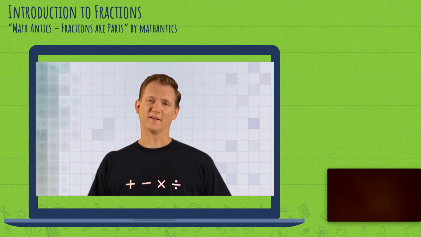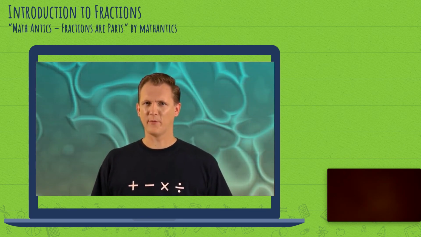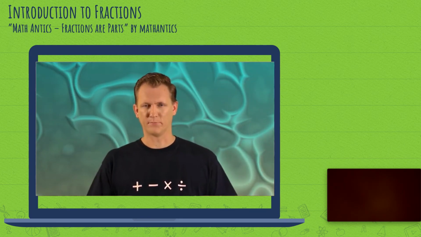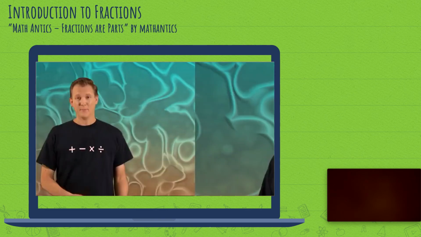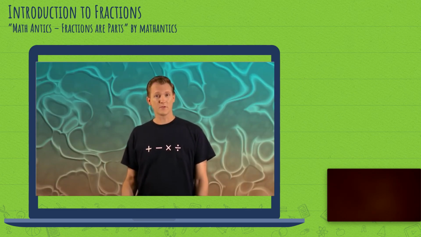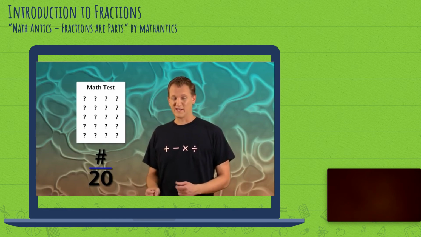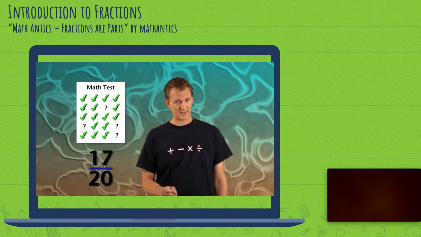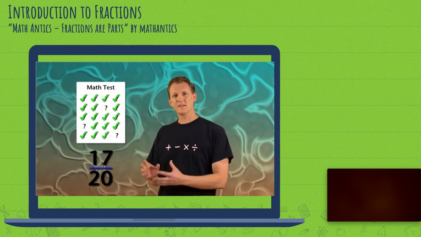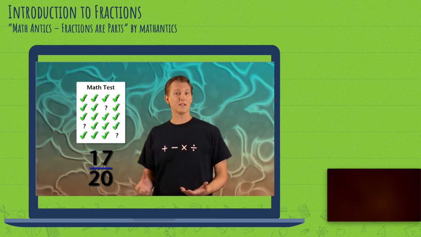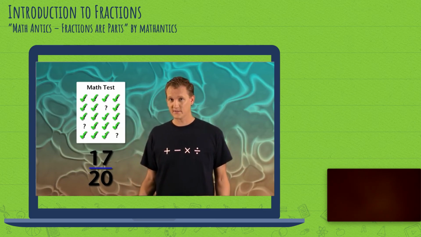Okay, so fractions can be used to represent anything from parts of a circle to kitty cats. But did you know that fractions can also be used to represent things you can't even see? Like a test score, for example. Let's say you take a math test and there's 20 questions on the test, and you get 17 of those questions right. That means that you got 17 over 20, or 17/20ths of the questions right.